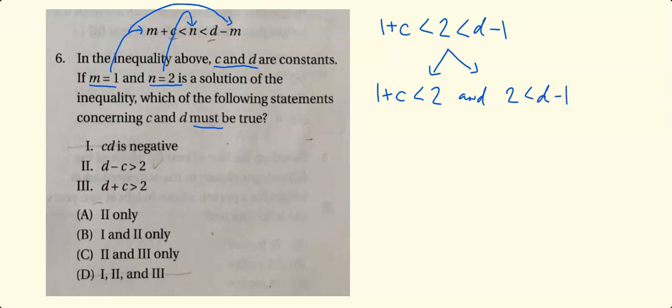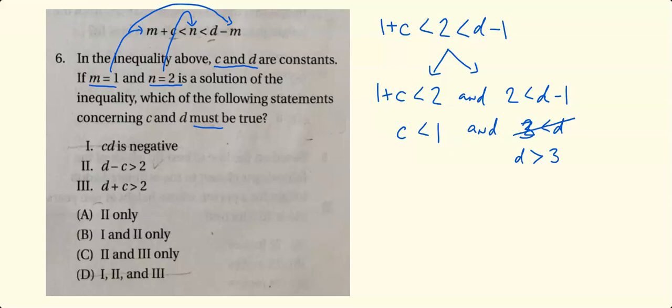So let's solve for C and solve for D. C is going to be less than 1, and at the same time 3 is less than D, which could also be written as D greater than 3. In fact, let's just do that so it won't be confusing. Okay, we have to go through each one of these Roman numerals. First of all, CD is negative. We want to know if that must be true.